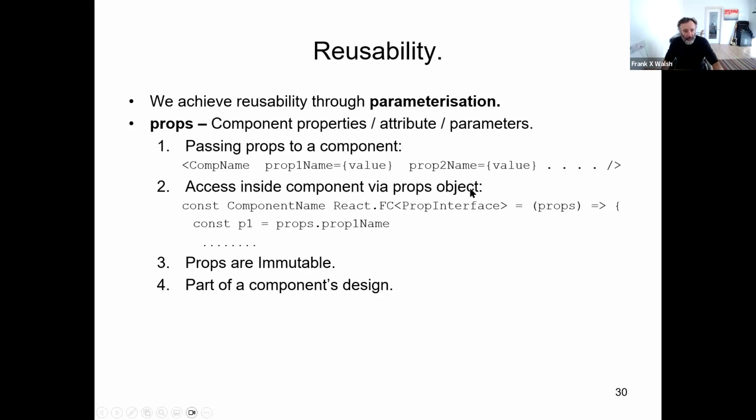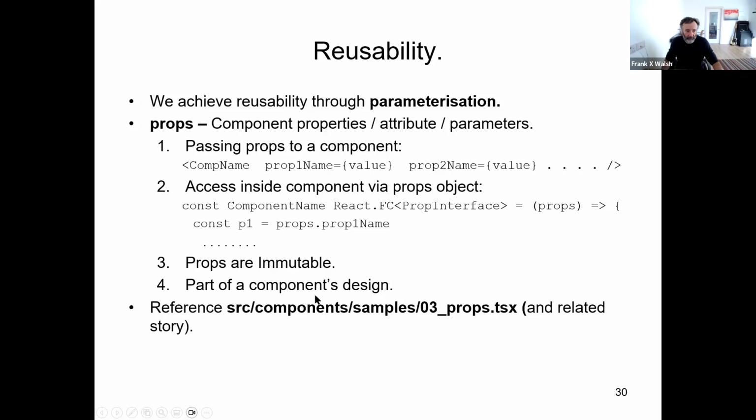But inside a component, we can access it via the props object. So we can define a props argument for our React functional component. And then if I'm saying prop1.name is equal to some value, I can just do props.prop1.name, and I can get at that value inside our functional component. Properties are immutable, and that's part of the React functional component design.